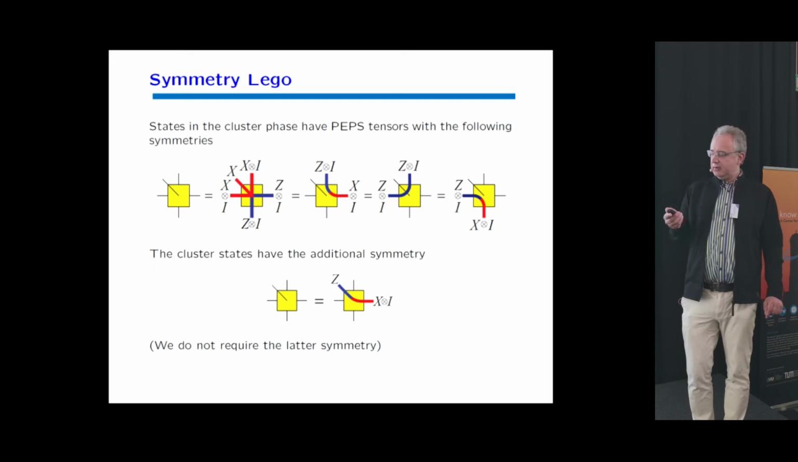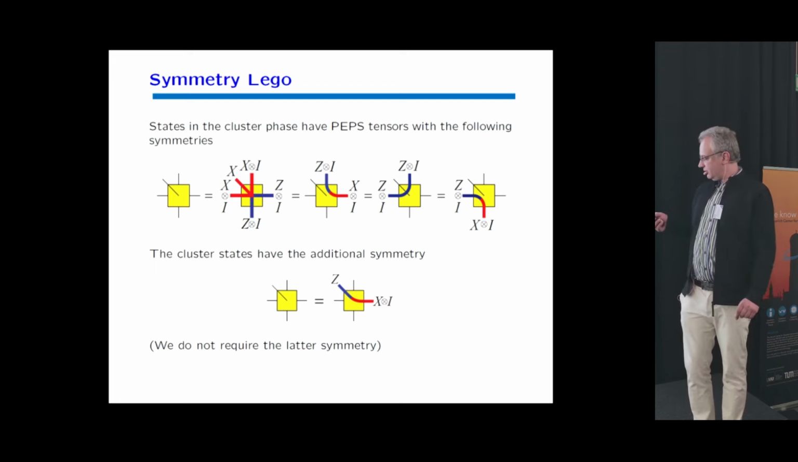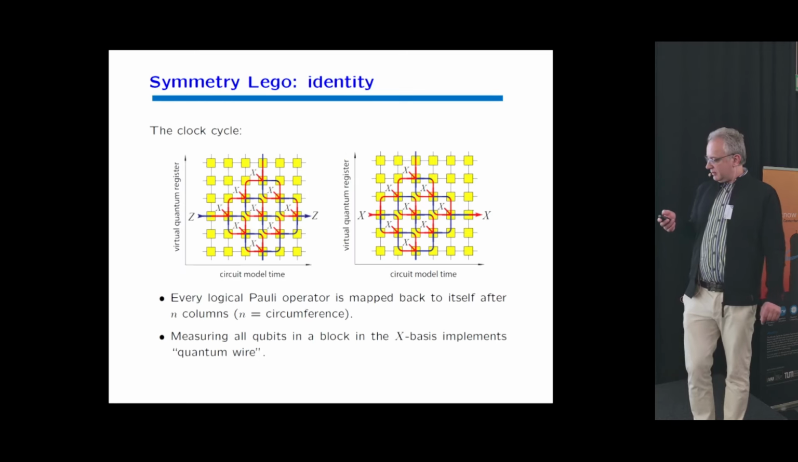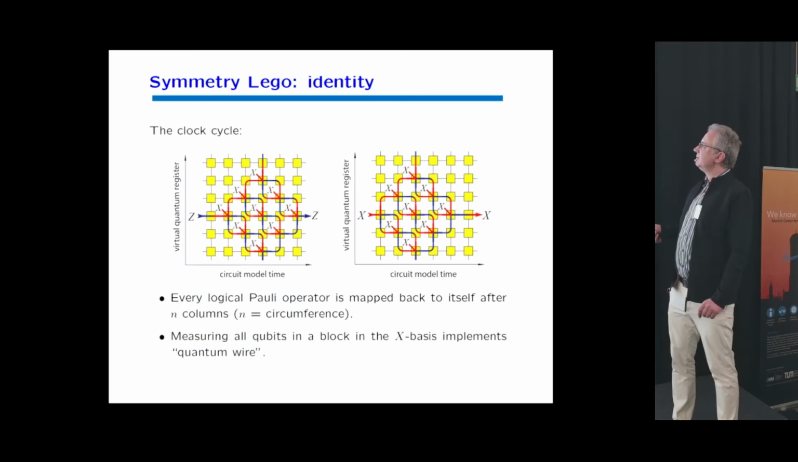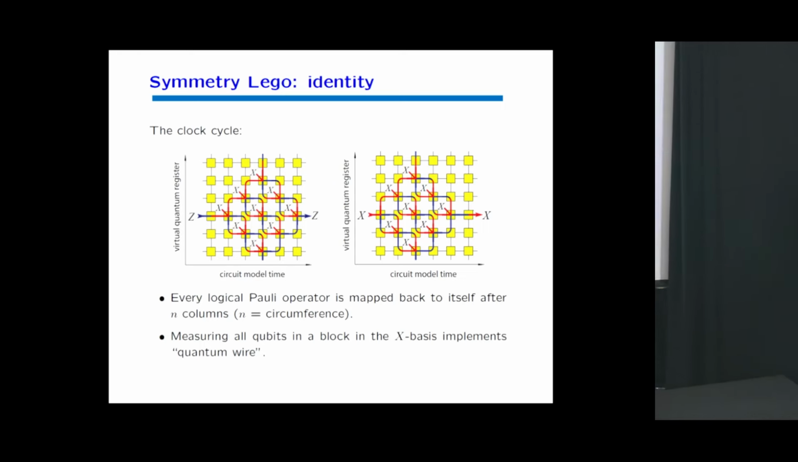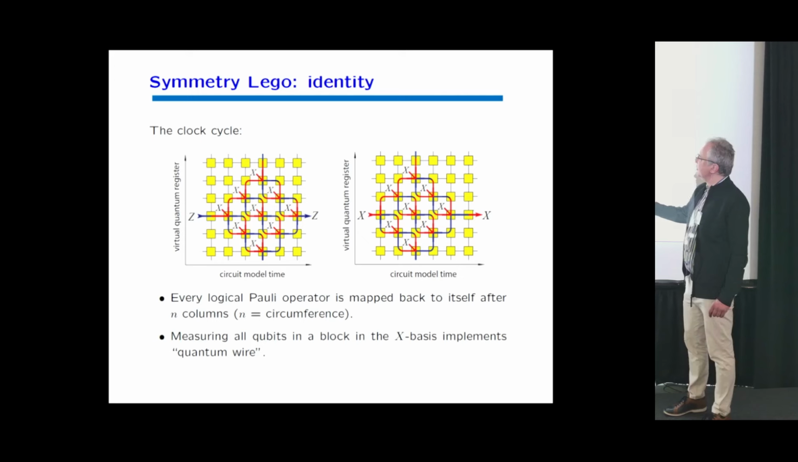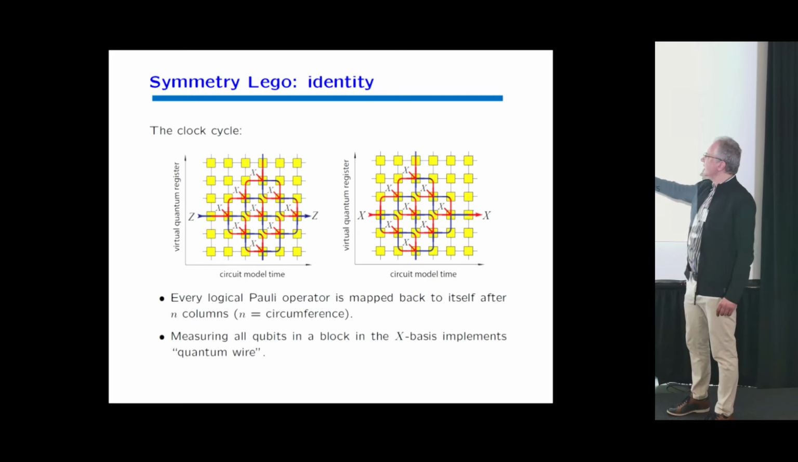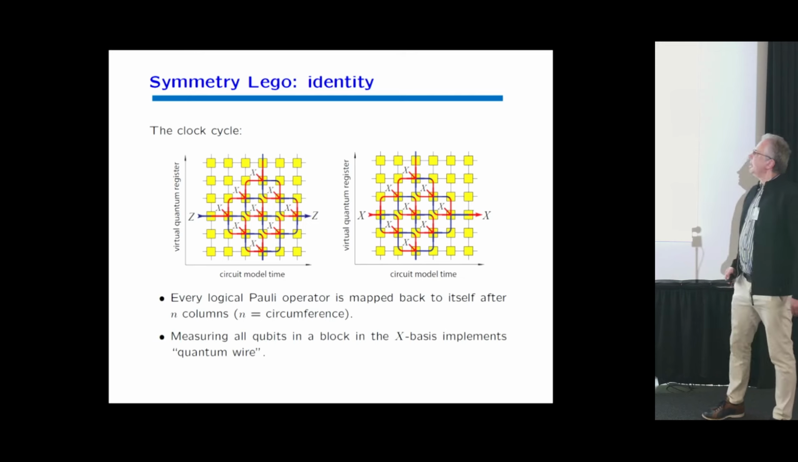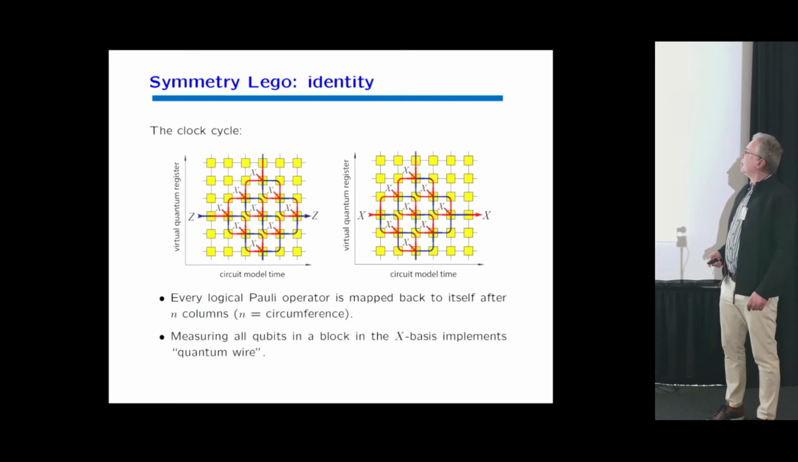Okay, final point. How does this relate to computation? You get computation out of symmetry Lego. It's almost like a game, yeah? You're putting these symmetries together in such a way that the symmetries match across the virtual links. And then you can reason about quantum logic.